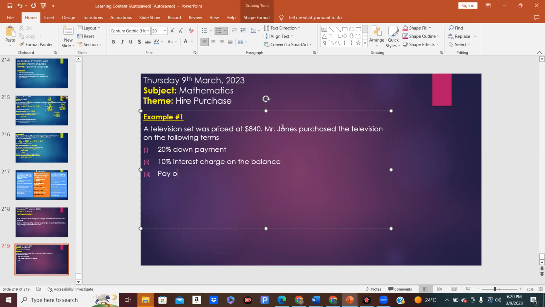Pay off the debt completely in 10 equal payments. The first question says calculate the amount of the down payment. All right, so let's do that.